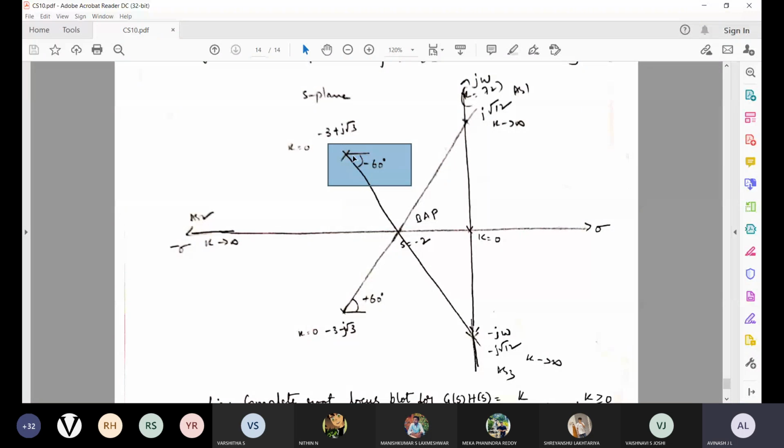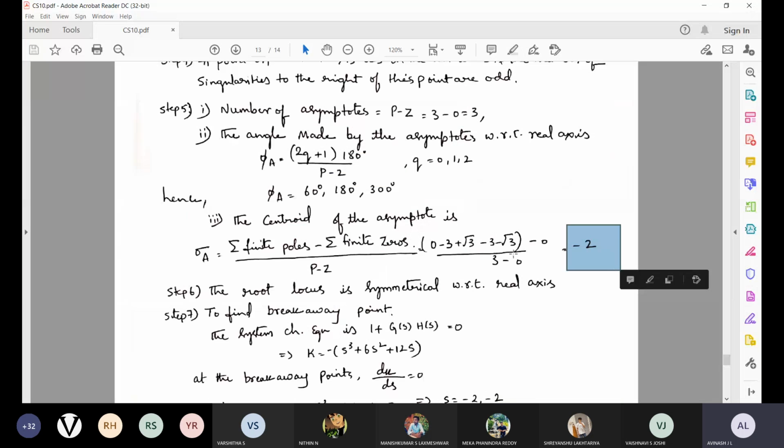Now we need to write the breakaway point. Where exactly is the breakaway point coming? Here the breakaway point will come at the centroid. So where is the centroid? The centroid is also at -2, as well as the breakaway point is also at -2. So at -2 both the breakaway point and the centroid come in the same position.